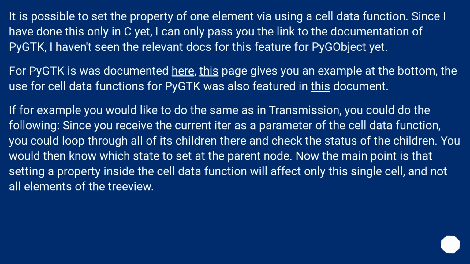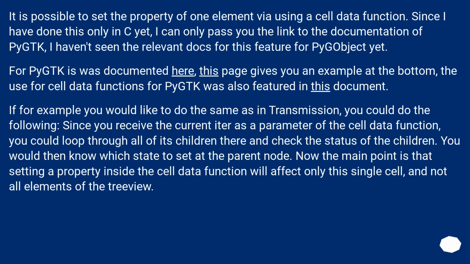It is possible to set the property of one element via using a cell data function. Since I have done this only in C yet, I can only pass you the link to the documentation of Gtk. I haven't seen the relevant docs for this feature for PyGObject yet. For Gtk, it was documented here. This page gives you an example at the bottom. The use of cell data functions for Gtk was also featured in this document.